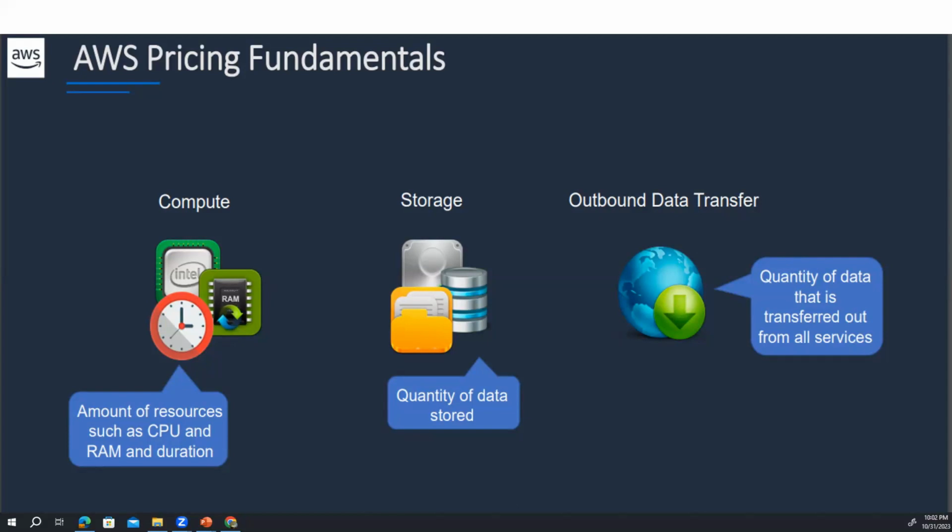But when you get the data out of your AWS to the outside world, you will be charged. That's the reason you'll be charged for the outbound transfer, but you will never be charged for the inbound transfer of data. Then storage you need to pay for, and then for compute you need to pay as well.